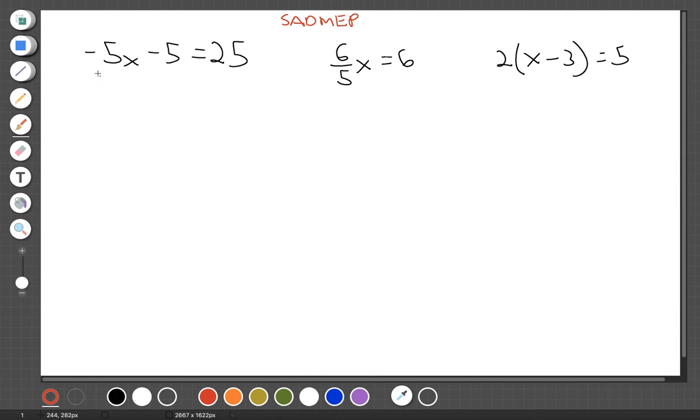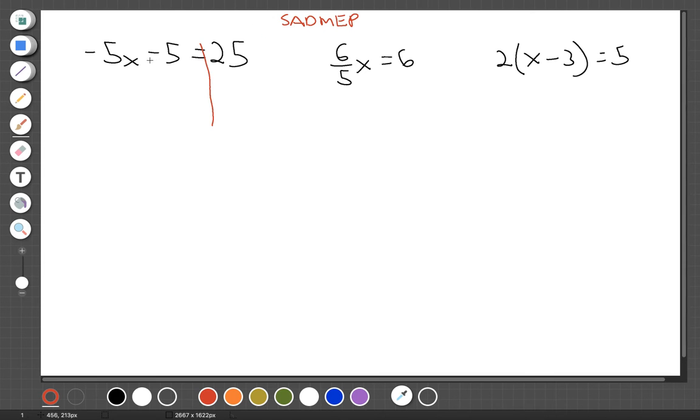So let's look at this first one. Negative 5x minus 5 equals 25. Is this simplified? Well, there's nothing I can do over here. They're not like terms. There's no parentheses, no multiplication, nothing that I can simplify, or over here. So this is ready to go. So I'm going to remember SAD MEP.